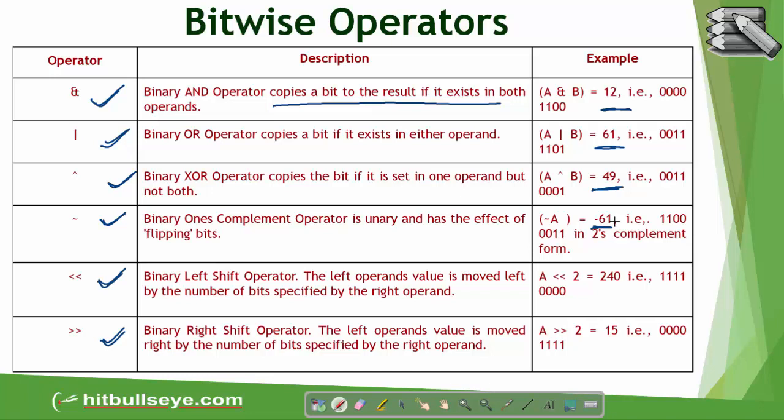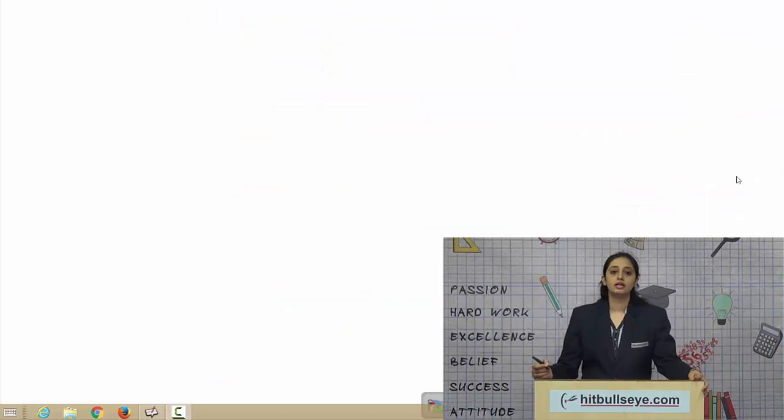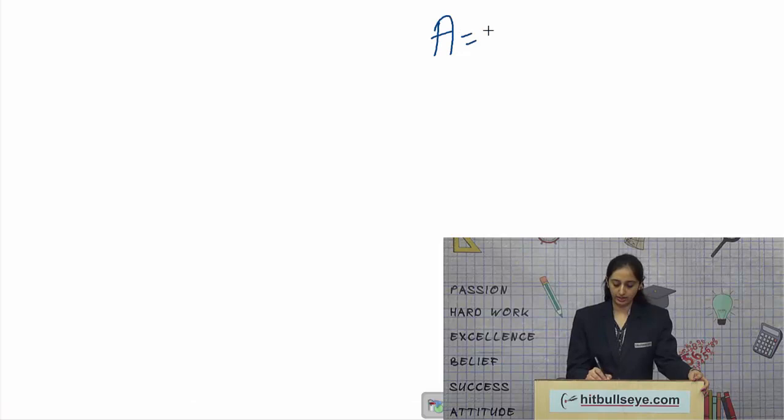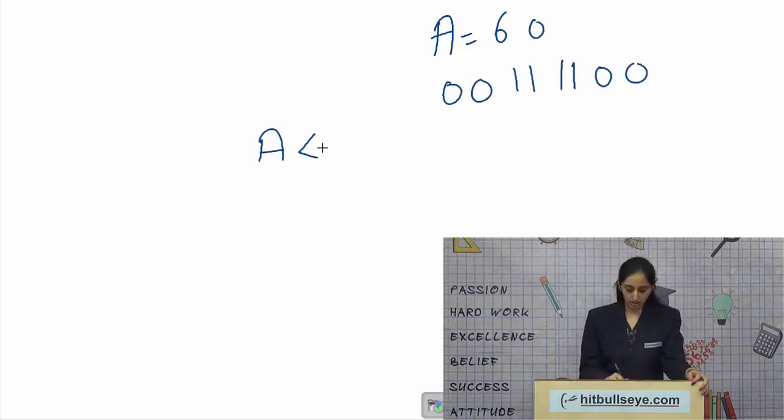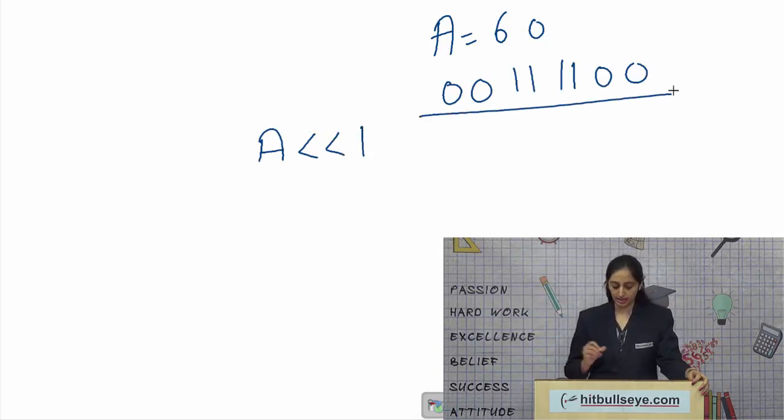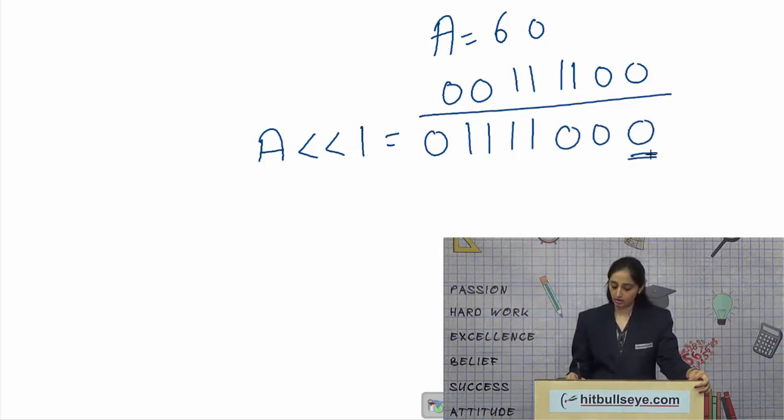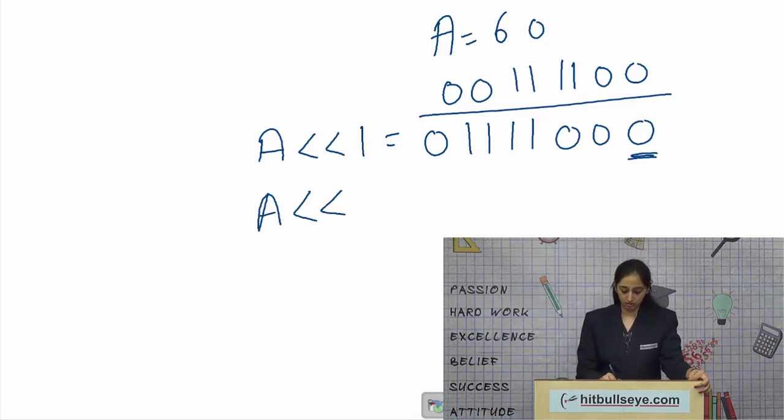So the binary left shift operator: the left operand value is moved to the left by the number of bits specified by the right operand. Let's discuss this with the help of an example. Let's say A has a value 60 in its binary form. Now in the first left shift, 0 will be added to the right side of that operand. Now in the second left shift it will become this, right?